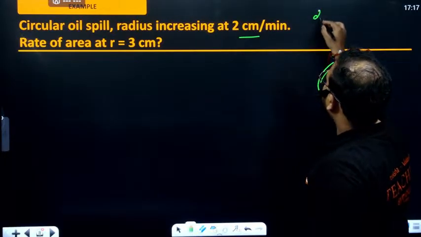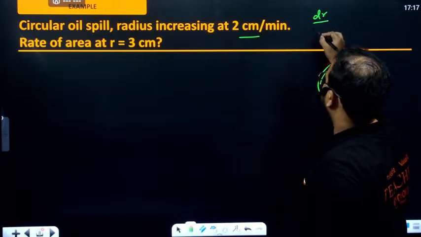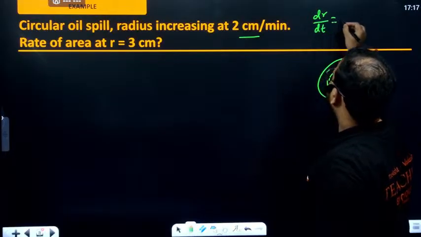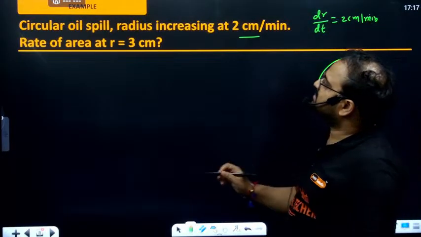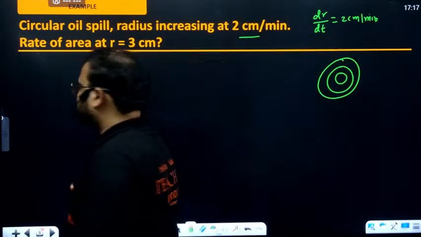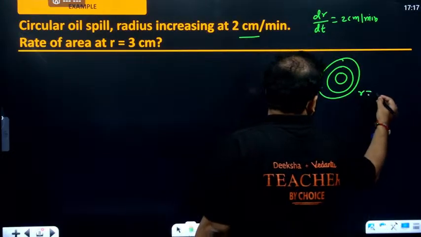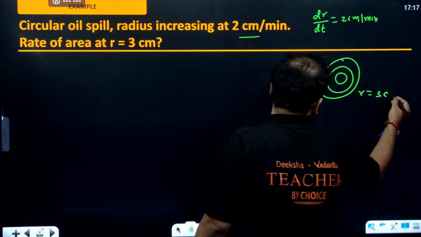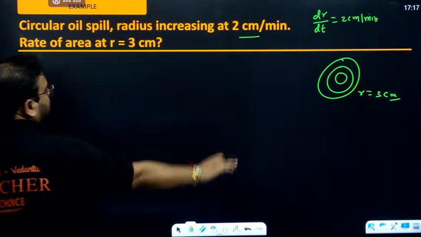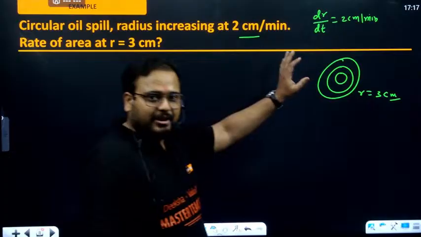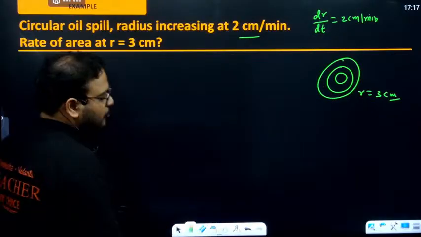It means they've given rate of change of radius. dr by dt is given as 2 centimeters per minute. And they're asking us rate of change of area when this radius has become equal to 3 centimeters. Let's say that. Again, this is the rough diagram, guys. This is not an accurate diagram, just a rough sketch of what is happening.